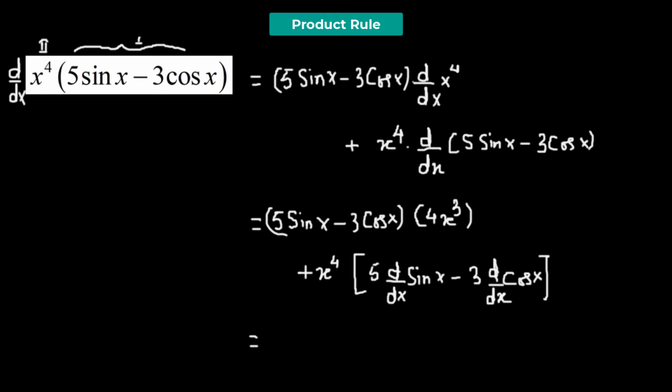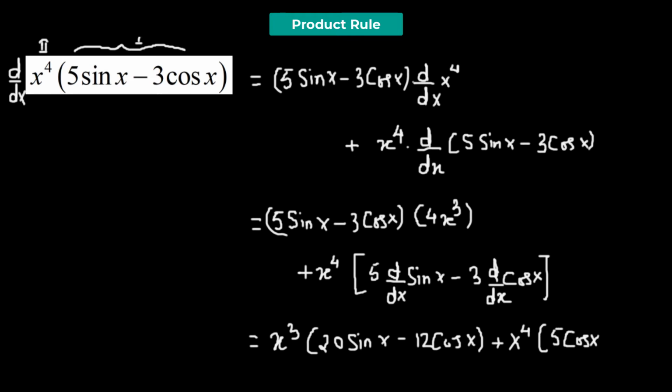So we can multiply the 4 to each of the terms 5 sine x and 3 cos x. That will give us x cubed multiplied by 20 sine x minus 4 times 3 is 12, 12 cosine of x, plus x raised to the power of 4, 5 times the derivative of sine x, which is cosine of x, and we have negative 3 times the derivative of cosine of x, which is negative sine x. So we have plus 3 times sine x. So this is the derivative of the given function with respect to x.